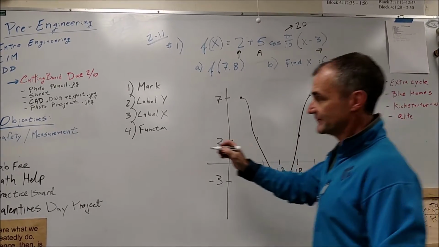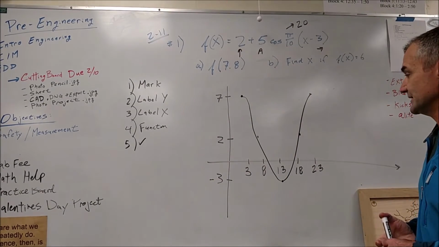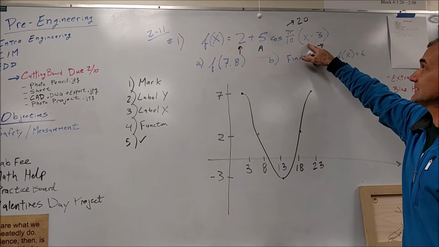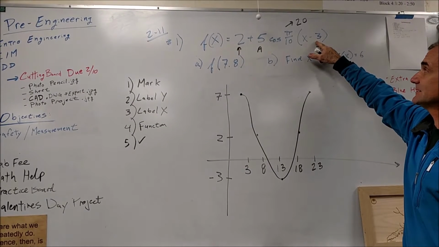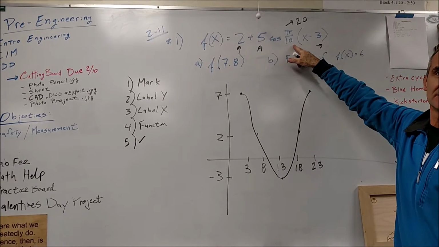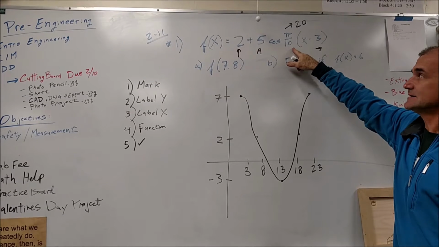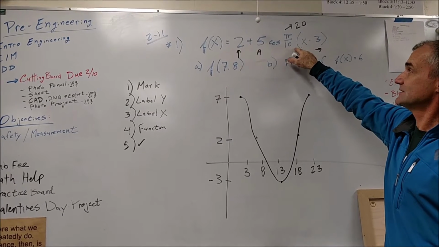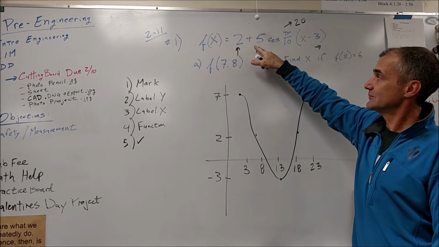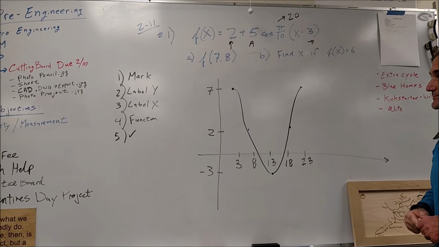And then step 5 is I check my function. So I'll pick any point. I guess I'll pick 13 and plug it in. 13 minus 3 is 10. Times pi over 10 is pi. Cosine of pi is cosine of 180, which is -1. So this is -1 times 5, -5, plus 2, -3. So I have the correct graph.